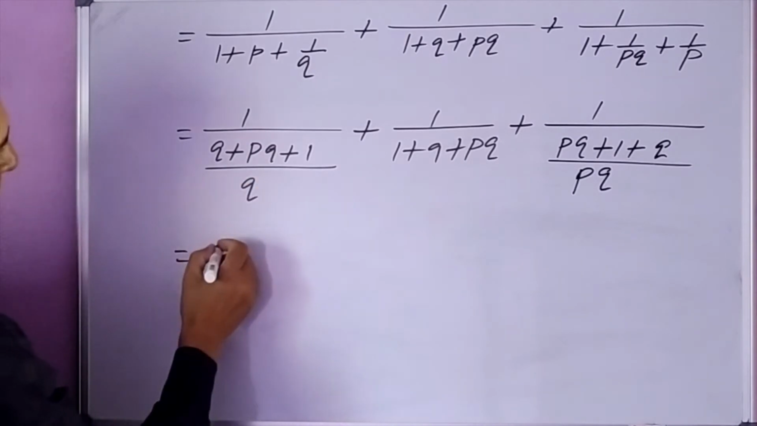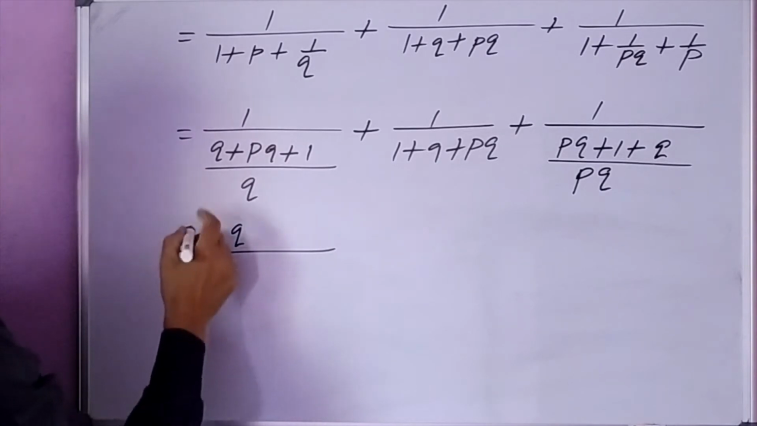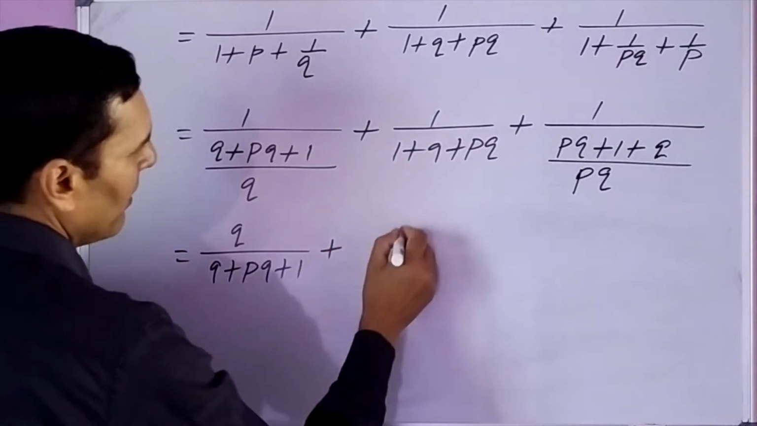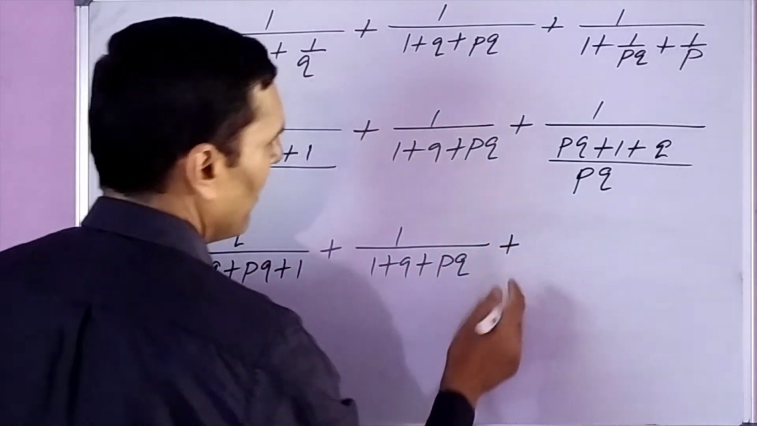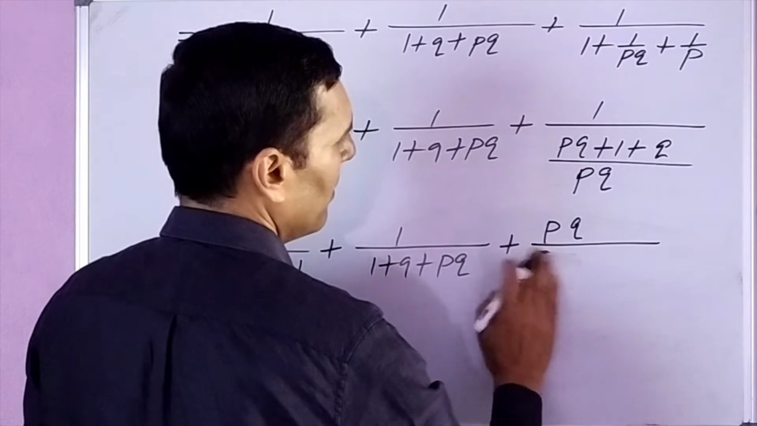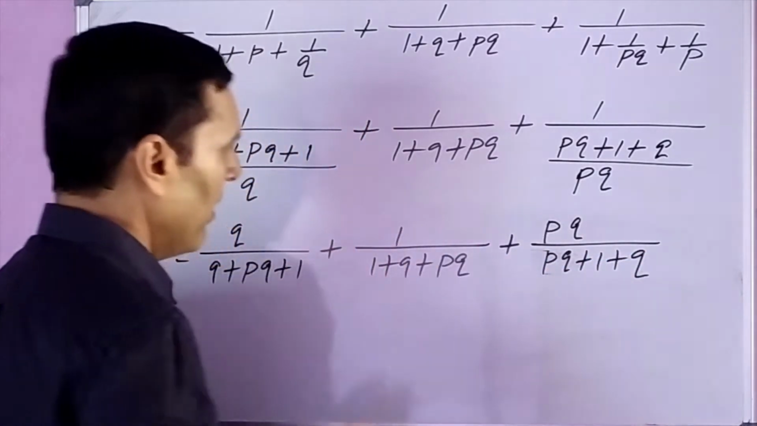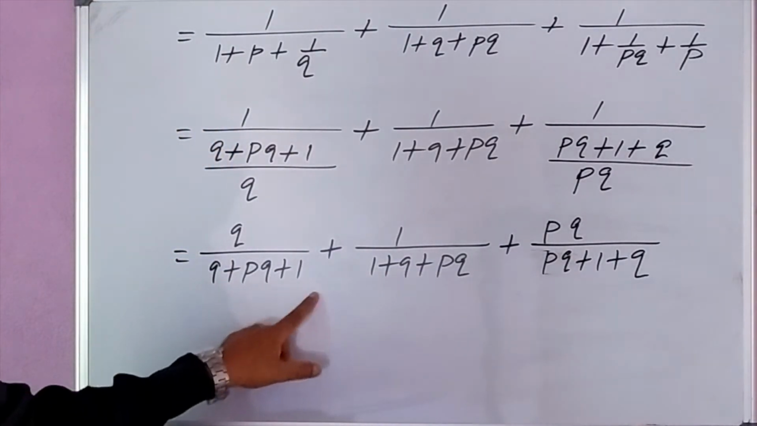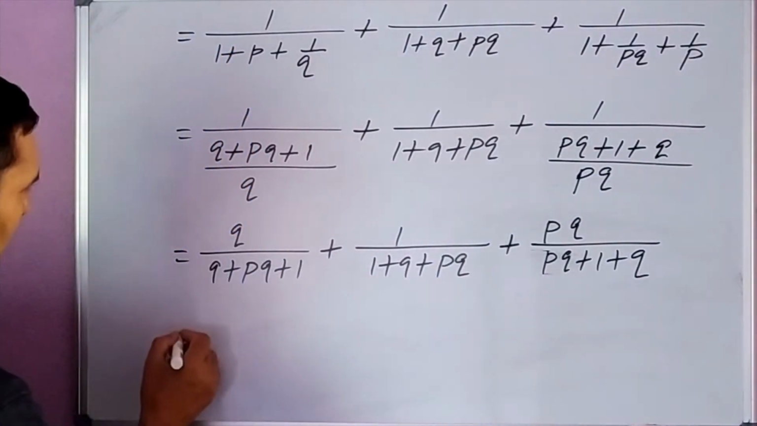Now by reversing the terms, numerator and denominator, Q goes up: Q upon Q plus PQ plus 1. The denominator of the second term stays as it is, 1 plus Q plus PQ. And in the third term also, PQ goes up, PQ upon PQ plus 1 plus Q. Now you can see we have got the same denominator, 1 plus Q plus PQ, 1 plus Q plus PQ, 1 plus Q plus PQ. We can write this in order.